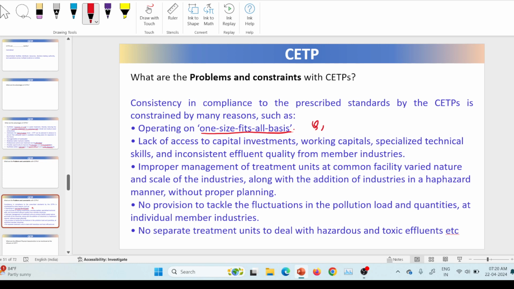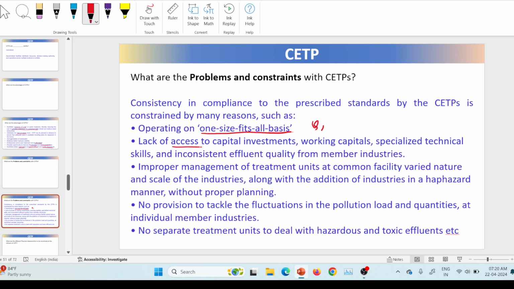It is designed for one type of wastewater, but the wastewater coming to the CETP is diverse, a mixture of multiple industries. So sometimes it may not cater to the requirement of an individual industry.